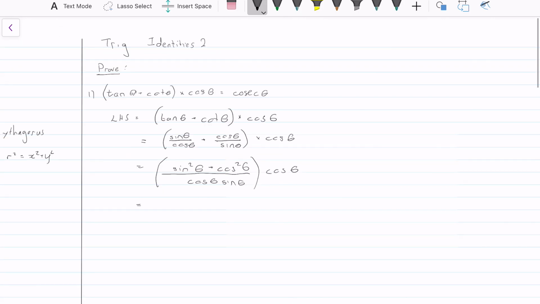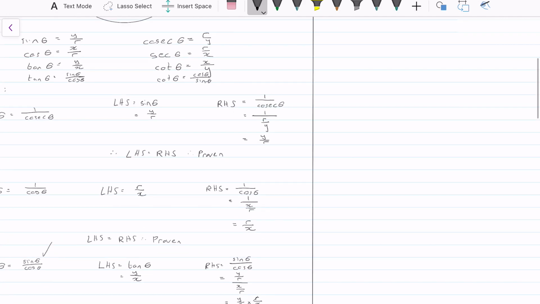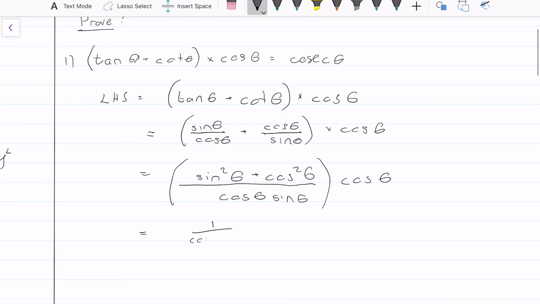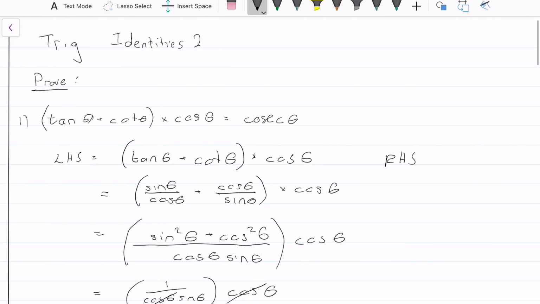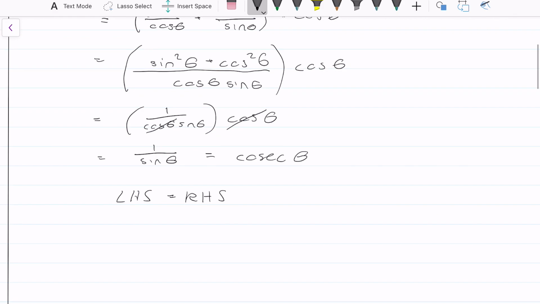Okay, but from a previous identity, from this identity right here, we know that sine squared theta plus cos squared theta is equal to 1. So we have 1 over cos theta sine theta times cos theta. And this is equal to, these two cancel, 1 over sine theta, which is equal to cosec theta. And if we look at our right hand side, it equals cosec theta. So we can say that the left hand side is equal to the right hand side, and therefore the identity has been proven.